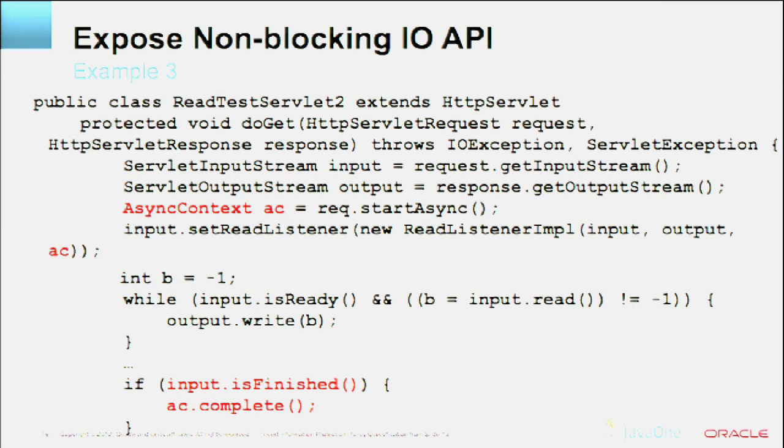Again, they're the same. You're getting an input-output stream, and then I create an async context. Now there's something different: again I create a read listener info and associate it to an input stream. So far this is the same, except I pass in the async context as part of the read listener info, and then as before, I try to read as much as possible.